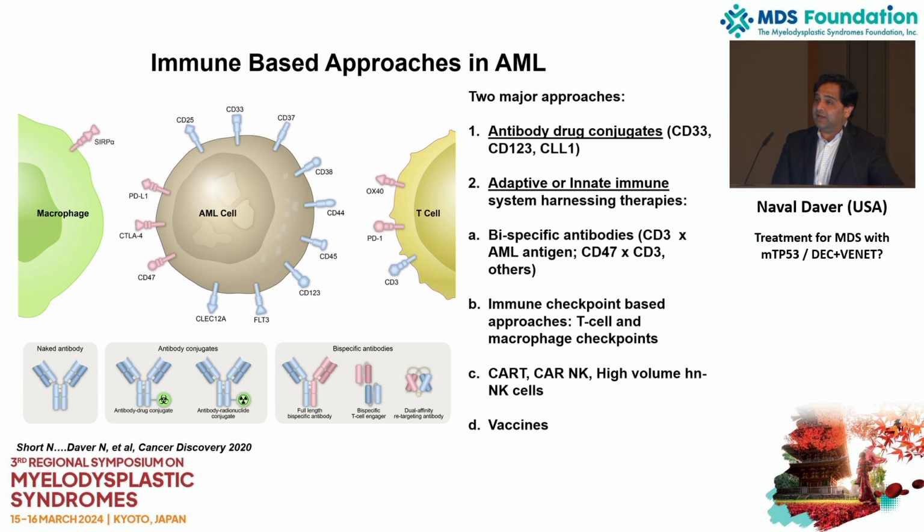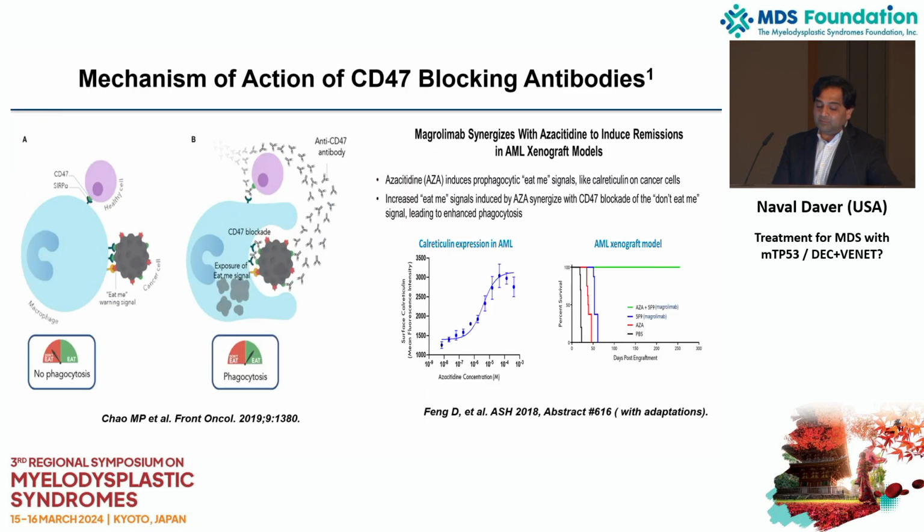Then, of course, immunotherapy is what we often turn to for our most difficult populations like TP53. There are many different ways you can do immunotherapy. I'm not going to go into that in detail, but the one that has been of interest in MDS AML has been the CD47 SIRP alpha blocking, the idea of blocking what we call the do not eat me signal, activating macrophages to fight against tumor cells.